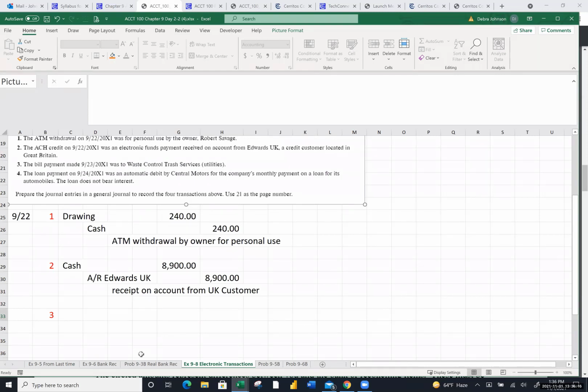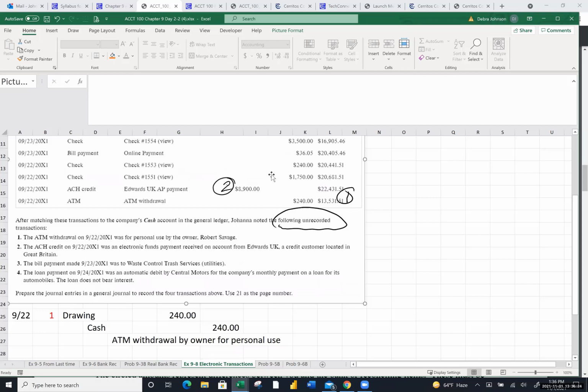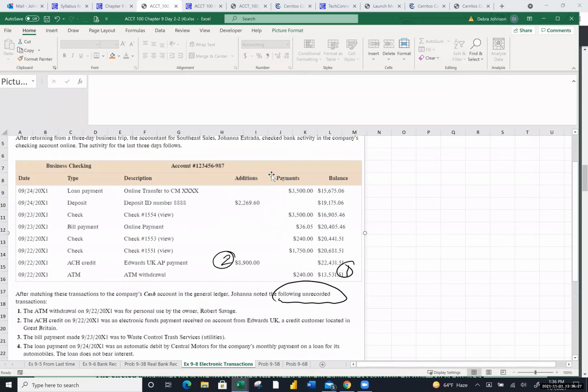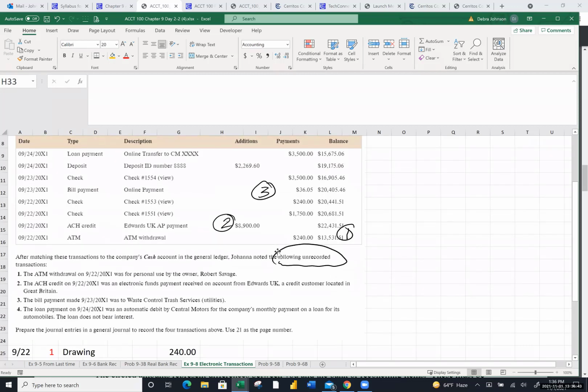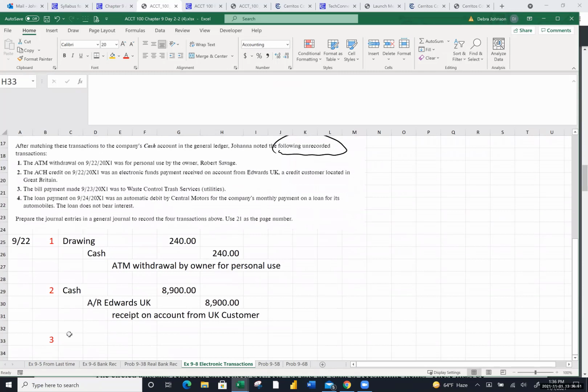Hope that answers it. All right, number 3, the bill payment made on 9/23. Go find it. The bill payment made on 9/23, it looks like right here, was for a trash payment that was made electronically. Okay, so that's cash going out. So we know we're going to credit cash. What would we debit? I'm thinking like trash expense, except in parentheses here, they are recording that under utilities. Okay, so we'll go record that.